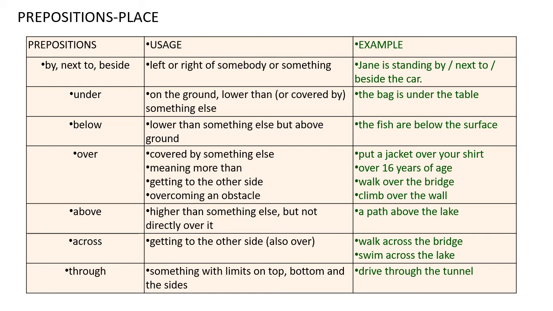Prepositions of place: by, next to, beside. These prepositions are used in the sense near or left or right of somebody or something. Like Jane is standing by or next to or beside the car. Under. Under is used to indicate something on the ground but lower than something else. Example, the bag is under the table. Below. Below is used when something is lower than something else but above the ground. Example, the fish are below the surface.